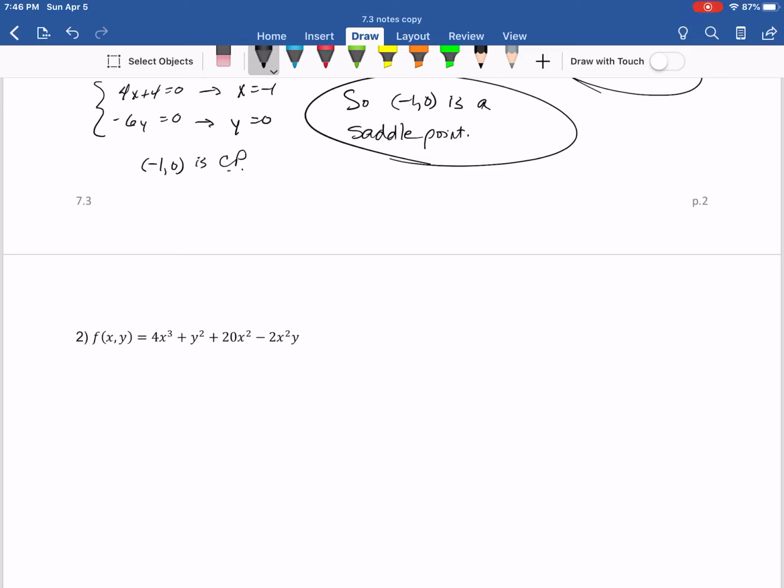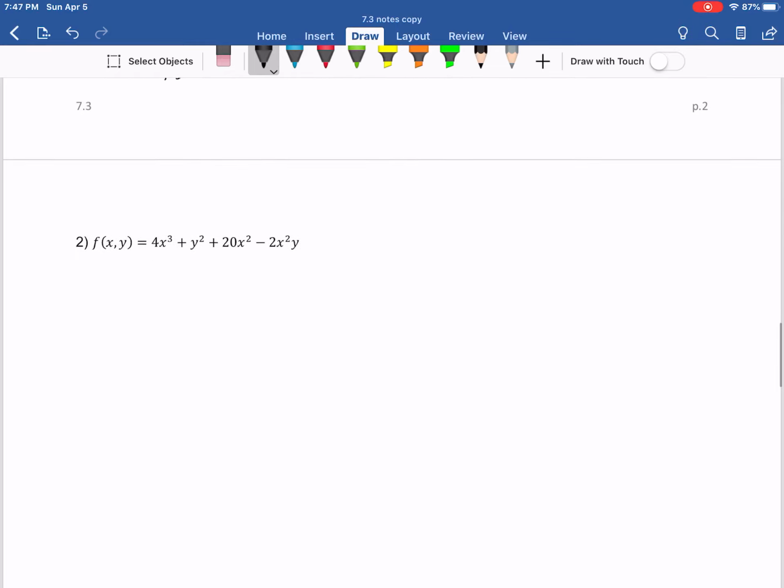This next example is given with the same directions as above, so we're asked to find the critical points and identify them as relative max, min, or a saddle point. So we want to take the partial derivative of f with respect to x. We are going to get 12x squared plus 40x minus 4xy. Remember that y is considered to be a constant.